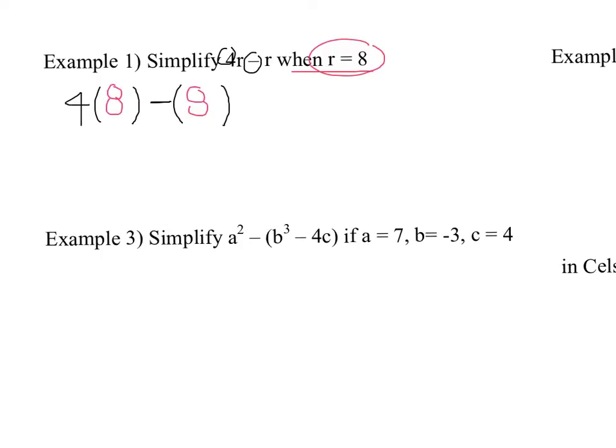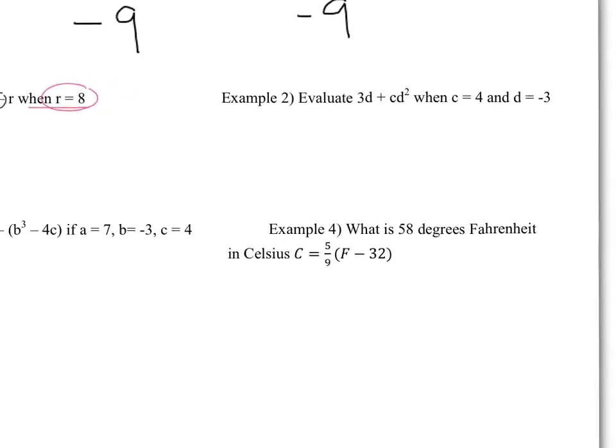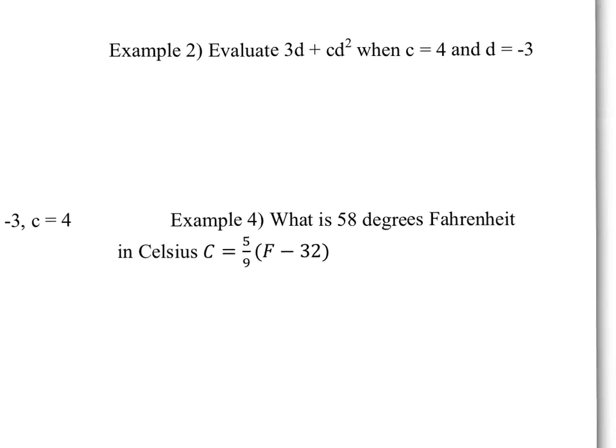And now I can go ahead and evaluate this expression using order of operations. 4 times 8, remember when 4 touches a parenthesis like that, it means multiplication. 4 times 8 is going to give me 32. Minus 8, okay, 32 minus 8 is going to give me a 24. So the answer to this expression is 24. All right, let's do another example. Let's go ahead and move over to example 2.